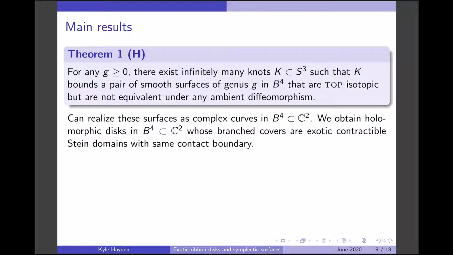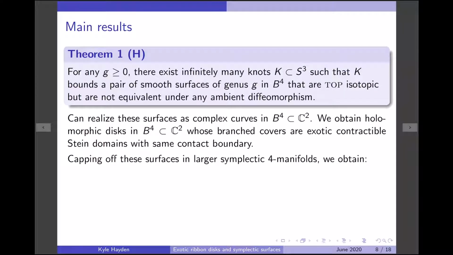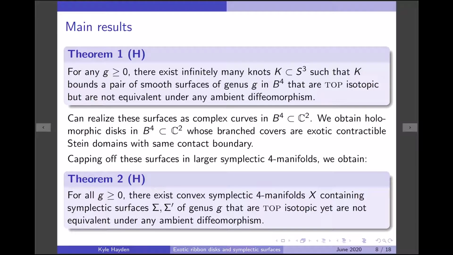Now, these complex curves are also symplectic surfaces. And so by capping off these surfaces inside of larger symplectic four-manifolds, we obtain the second theorem, which says that for any genus greater than or equal to 0, there exist convex symplectic four-manifolds X containing symplectic surfaces sigma and sigma prime of genus g that are topologically isotopic, but not equivalent under any ambient diffeomorphism. So in particular, these are the first examples of smoothly exotic symplectic two-spheres in symplectic four-manifolds.